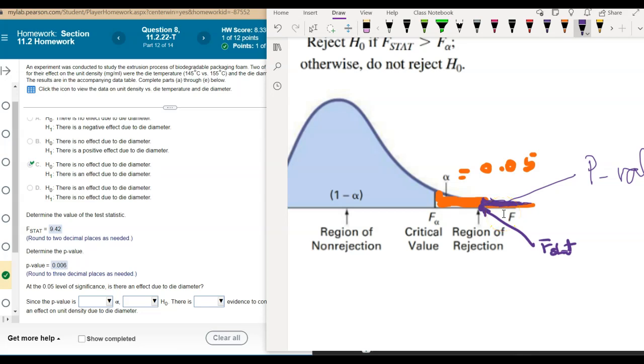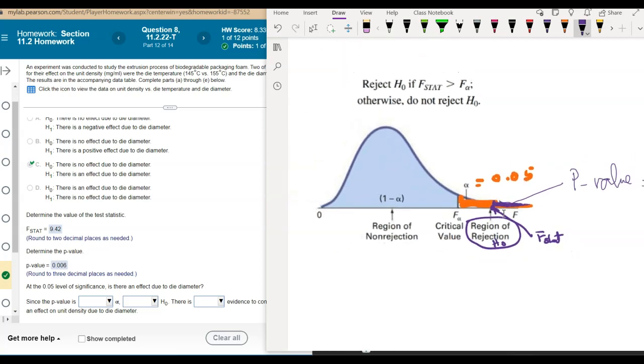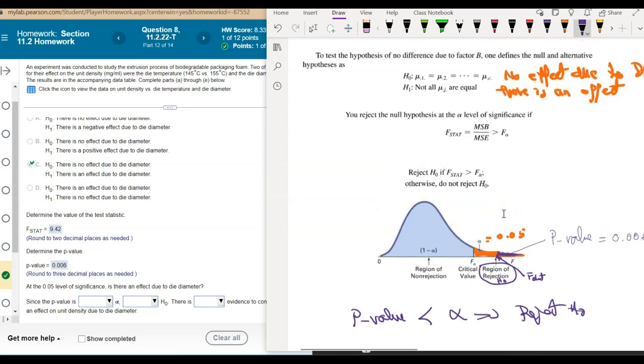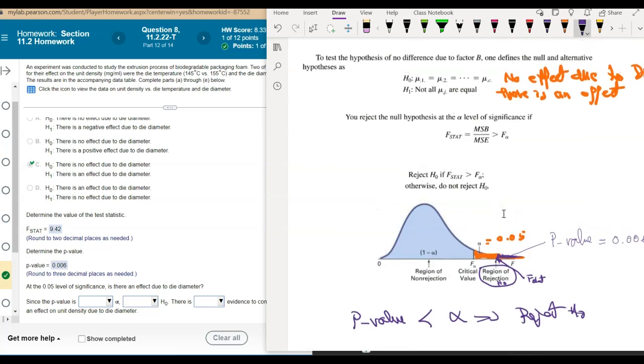Now, do you see the F stat is falling in a rejection zone? All right, so we are rejecting H0, and that's all you need to do, right? So either you're comparing the p-values, so for the conclusion here, always remember: p-value less than alpha, reject H0. So if you reject H0, you are disagreeing with no effect.